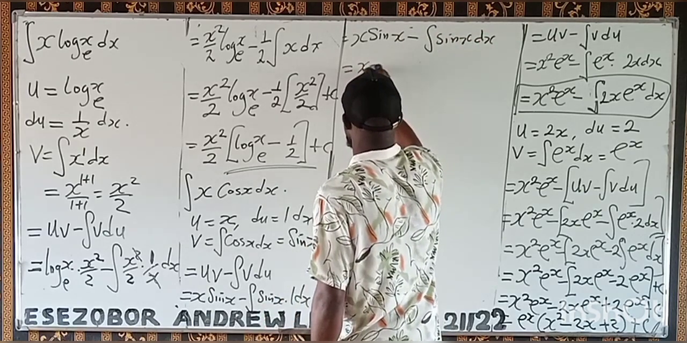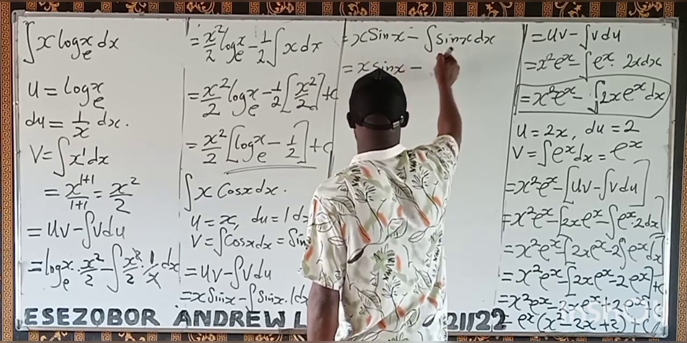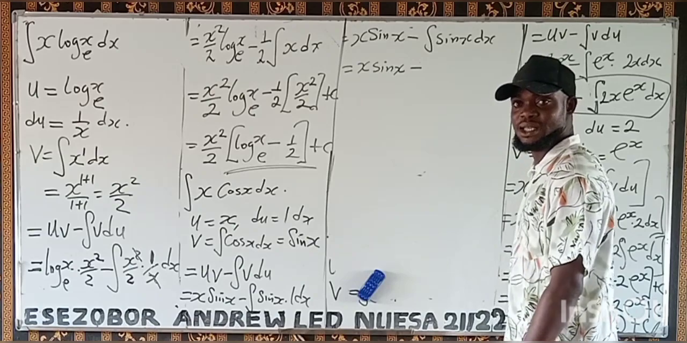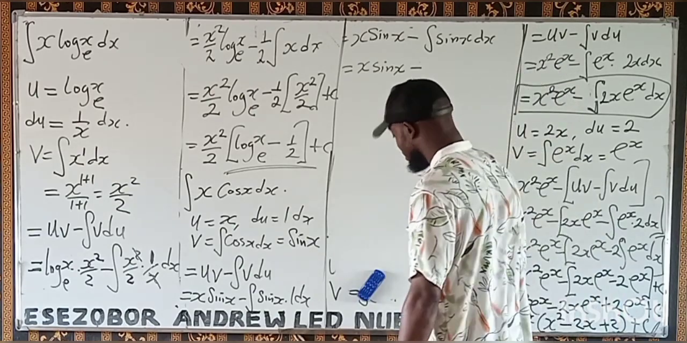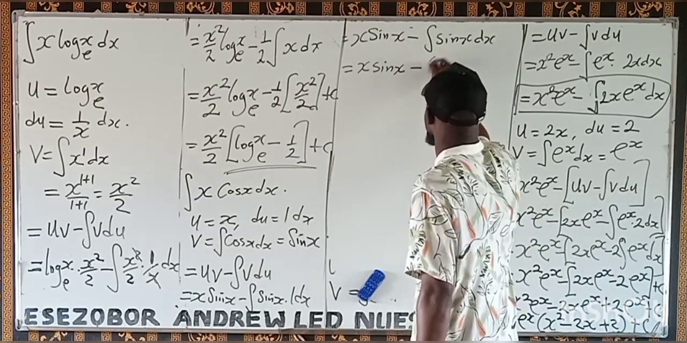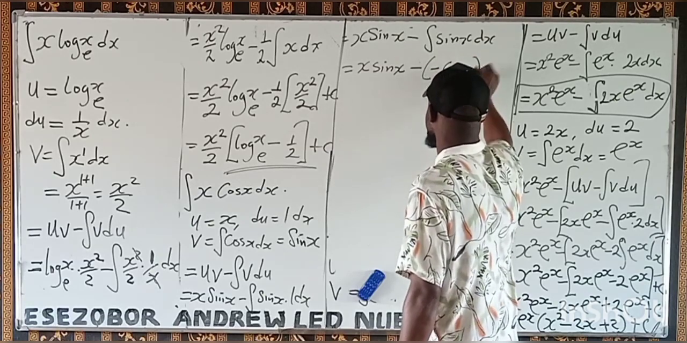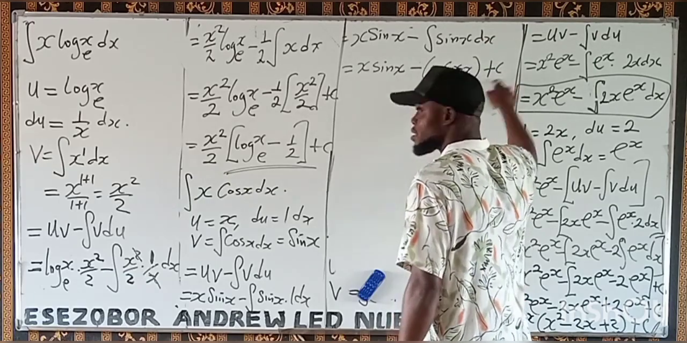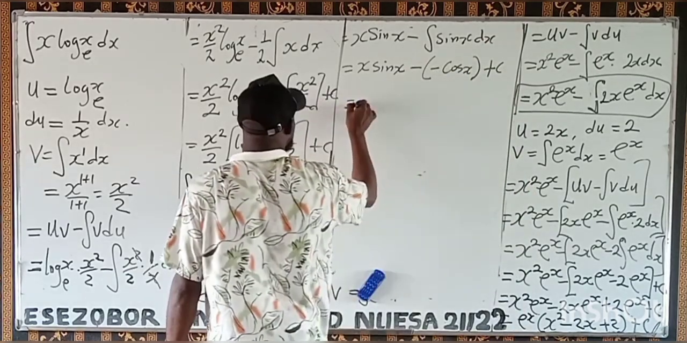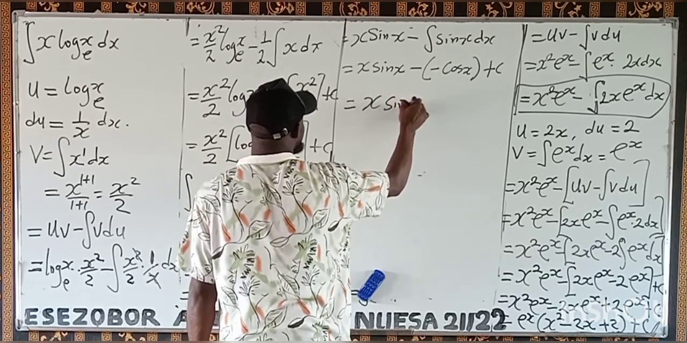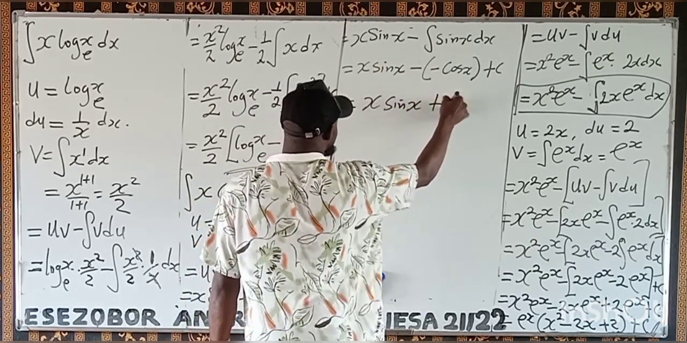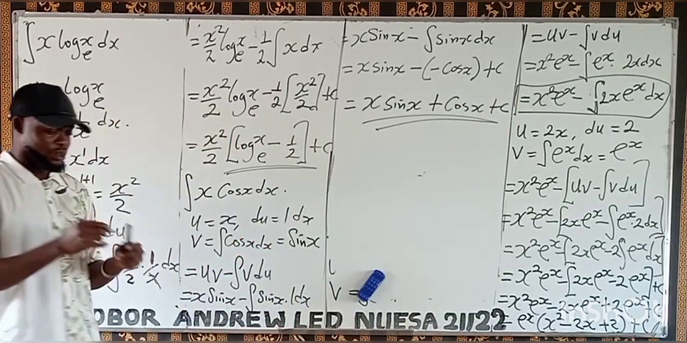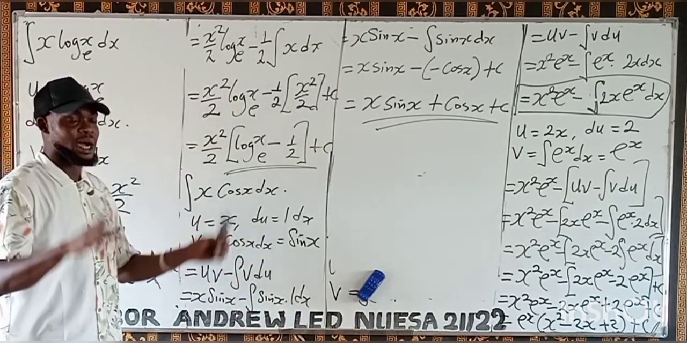So that gives us x sin x minus integrate sin x dx. What are we going to have? If you integrate sin x dx, I'll be having minus cos x plus c. We have done that. So we're going to have lastly x sin x, minus times minus gives us plus cos x plus c. Answer. That is what we are going to have.